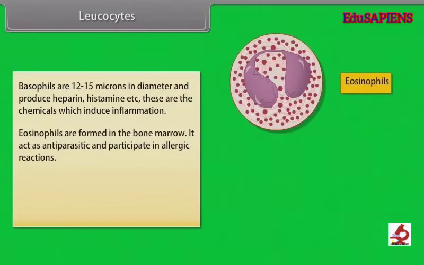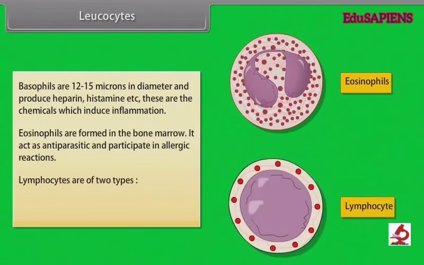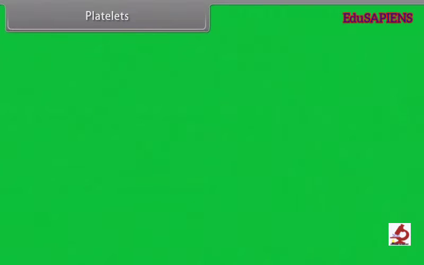Eosinophils are formed in the bone marrow. They act as anti-parasitic and participate in allergic reactions. Lymphocytes are of two types, B and T lymphocytes. They fight with diseases.